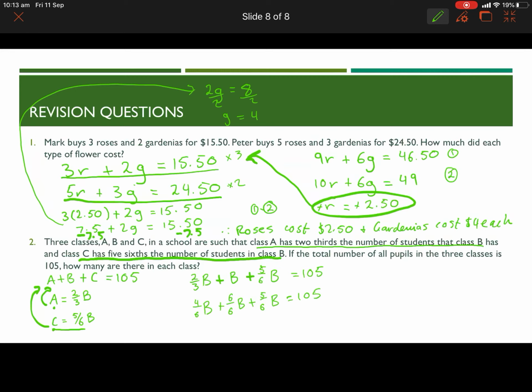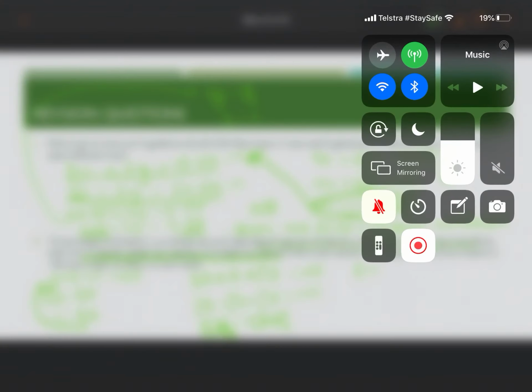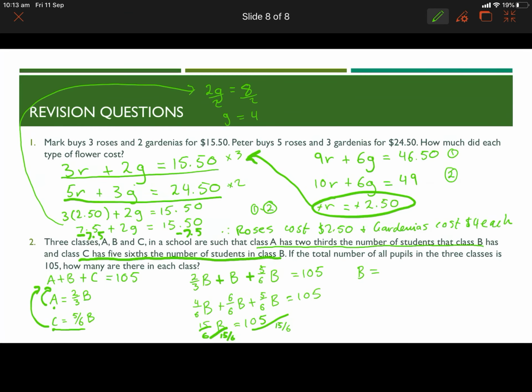Now, using my fractions, I can add all my top numbers. So that's 15/6B equals 105. Okay, so I can get rid of this 15/6 by dividing by 15/6 so that it'll cancel out, but that means I need to do 105 divided by 15/6. Therefore, B equals, let me get a calculator, it's not as easy.